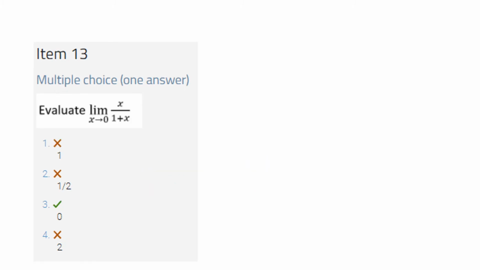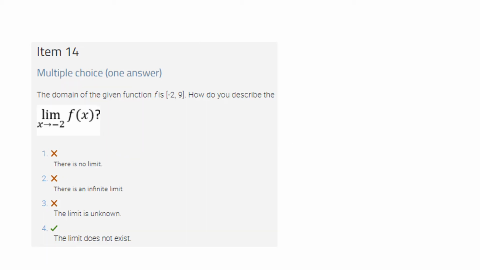So the limit of x over 1 plus x as x approaches 0. Substitute. Let x be 0. So 0 over 1 plus 0 is equal to 0 over 1. That is 0. Remember that when the numerator is 0, then automatically the quotient is 0, provided that the denominator is not equal to 0.